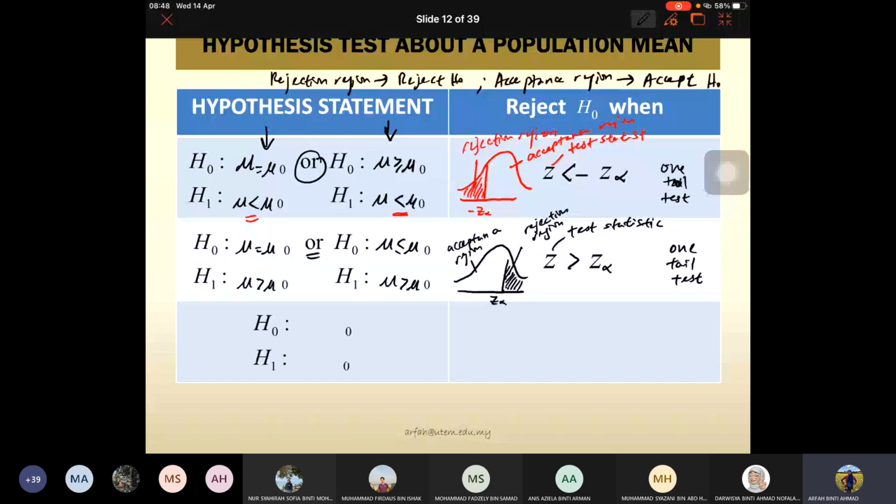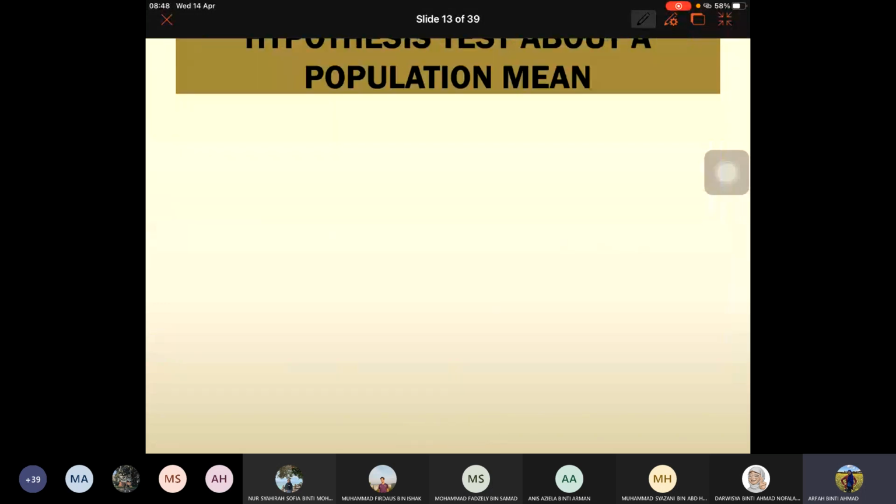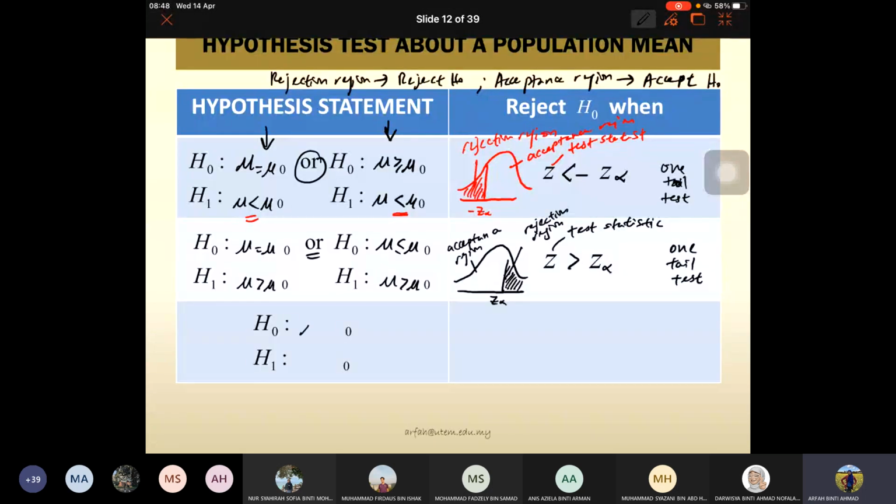So for the last test, we will have testing on the mean where you are going to have mu equal to mu naught versus the mean does not equal the population mean. So this is its reject H0 statement. Reject H0 when Z is less than negative Z alpha per 2 or Z greater than Z alpha per 2. Meaning that in this case, the rejection region is here.